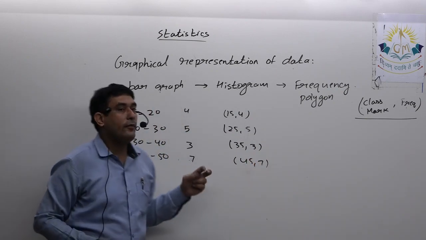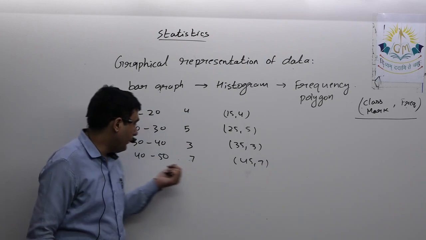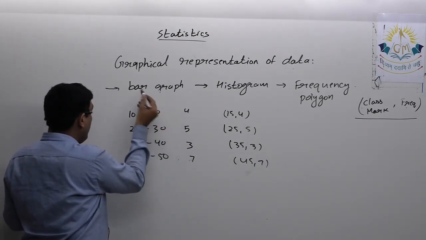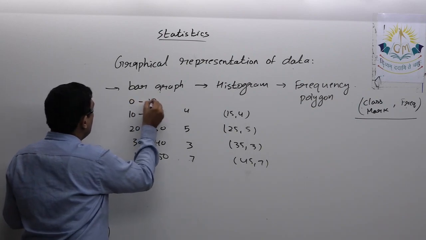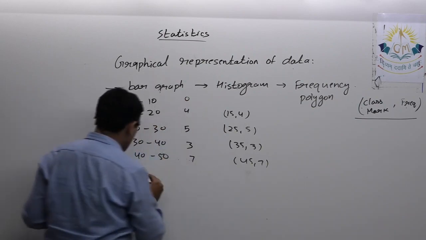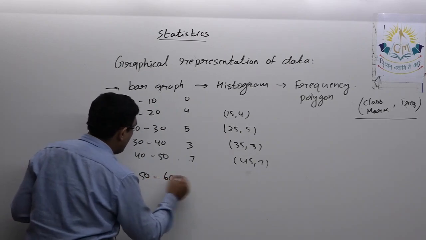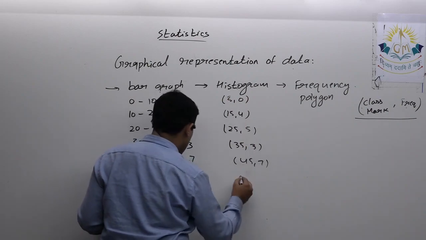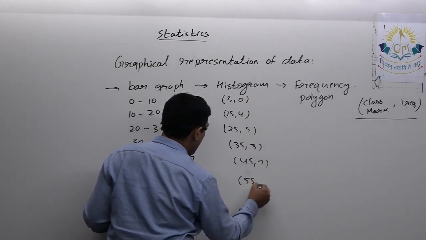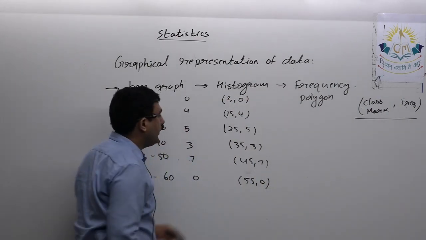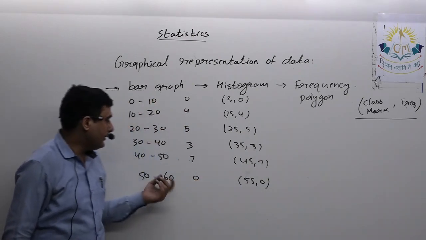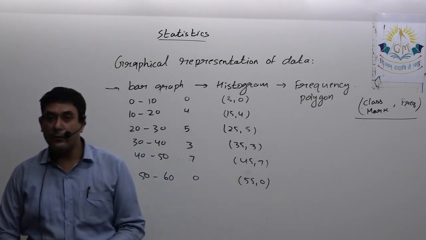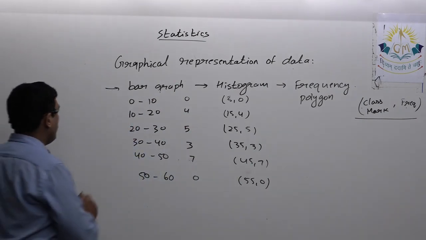Also, as I told you, we have to include two imaginary classes, one before the first class. The first class is 10 to 20, so the previous class will be 0 to 10 with 0 frequency, and over here 50 to 60 again with 0 frequency. So here 5 comma 0, and over here 55 comma 0. Plot these points on the graph paper and join them directly with the help of a scale to get the frequency polygon without actually drawing the histogram.